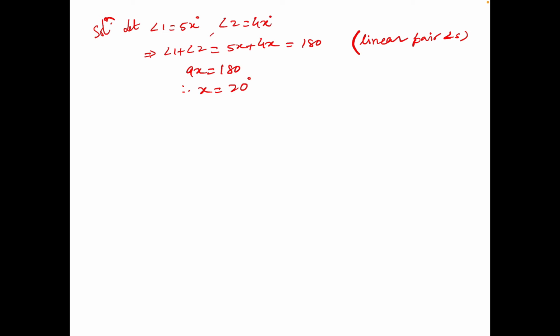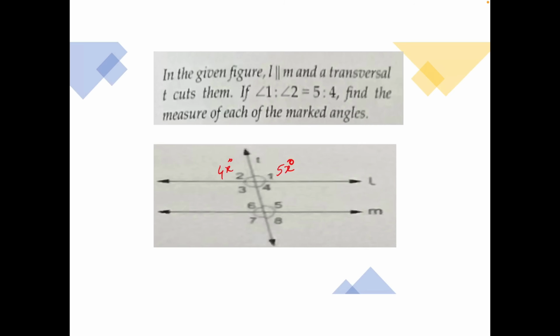Now I substitute the value of 20 in this and this. So I will get angle 1 is equal to 5 into 20, that is 100 degrees. Similarly, angle 2 is equal to 4 into 20, that is 80 degrees, right? So I got angle 1 and angle 2. Now, since this is 100 and this is 80, these are vertically opposite, so this will again be 100 and this will be 80, right?